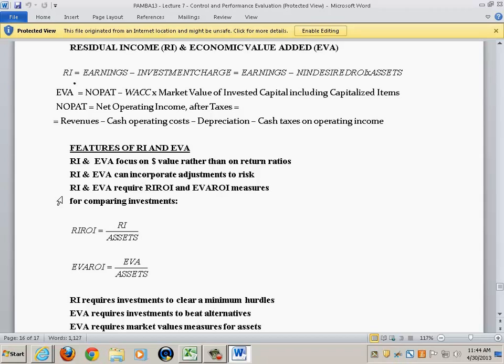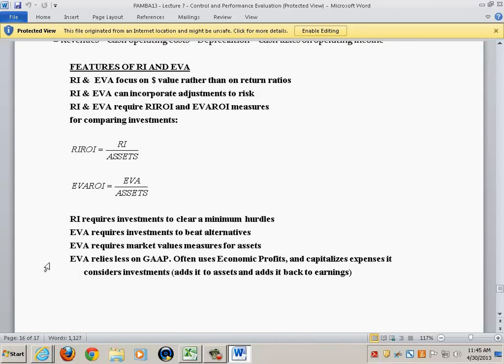Well, you could do the same for the residual income. You can adjust the residual income or the EVA for size by dividing them by the value of the assets, and then you get a residual income ROI or EVA, economic value added ROI, which are residual income or economic value added measures adjusted for scale or size.